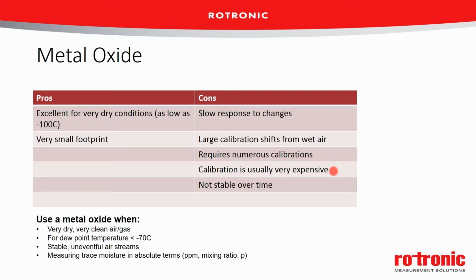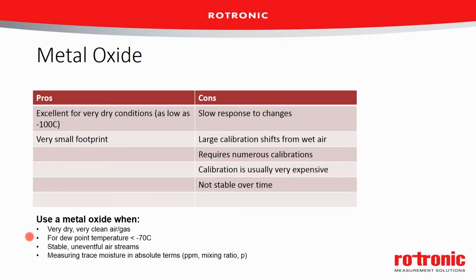And the calibration is usually pretty expensive and time consuming, so usually you have to have a loaner if you're using it in some type of process. So choose metal oxide when you have a very dry, very clean air or gas. They work very well there.